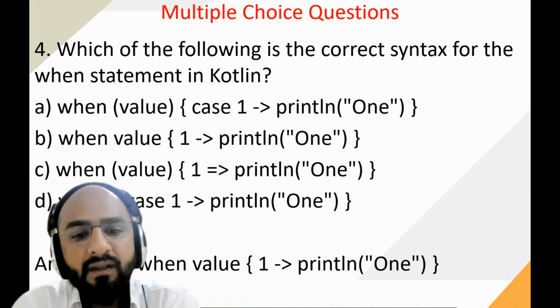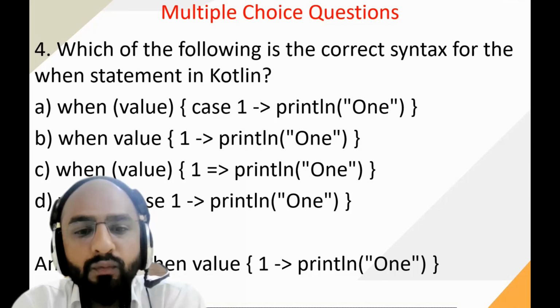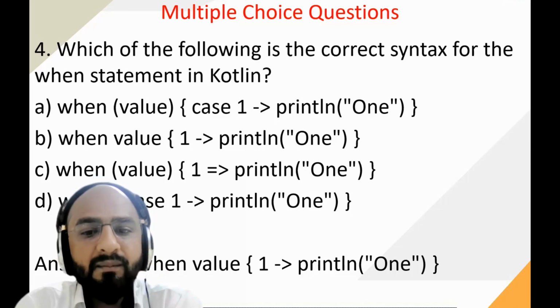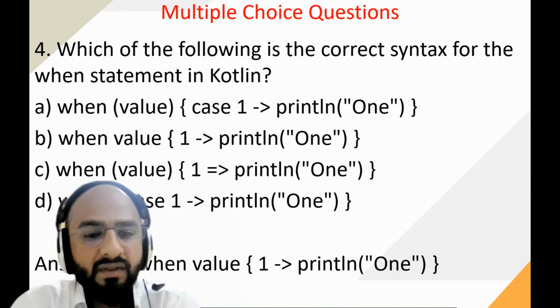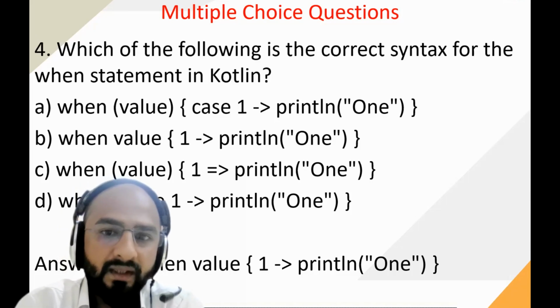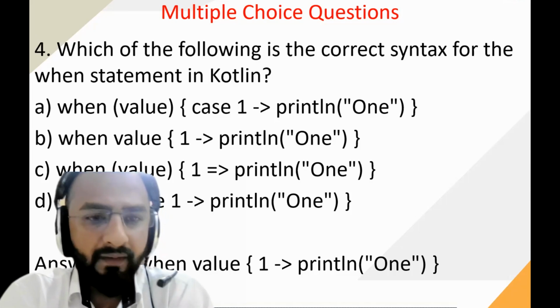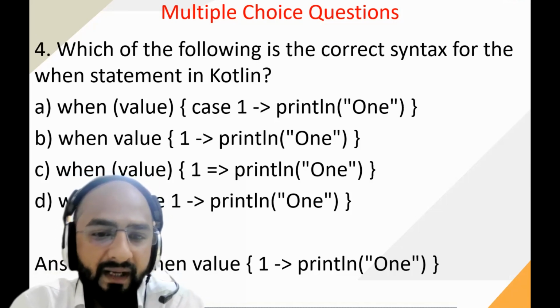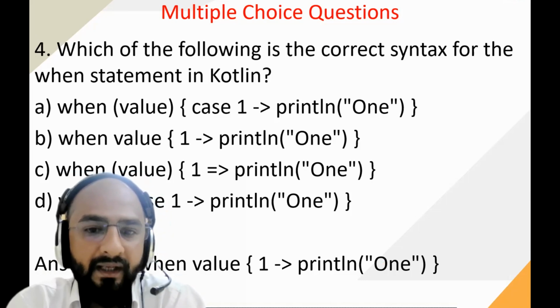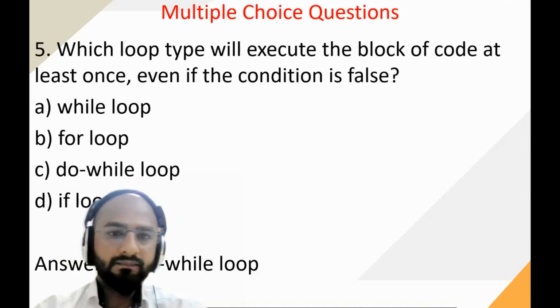When value, one equal to greater than print. And then when case one arrow print. So the right answer is B. You can write a when statement like that. When value, then one arrow println.